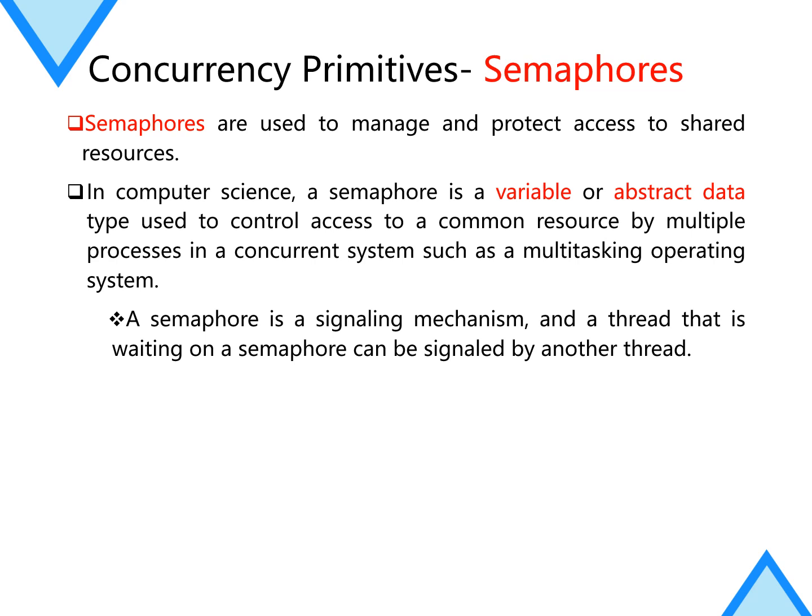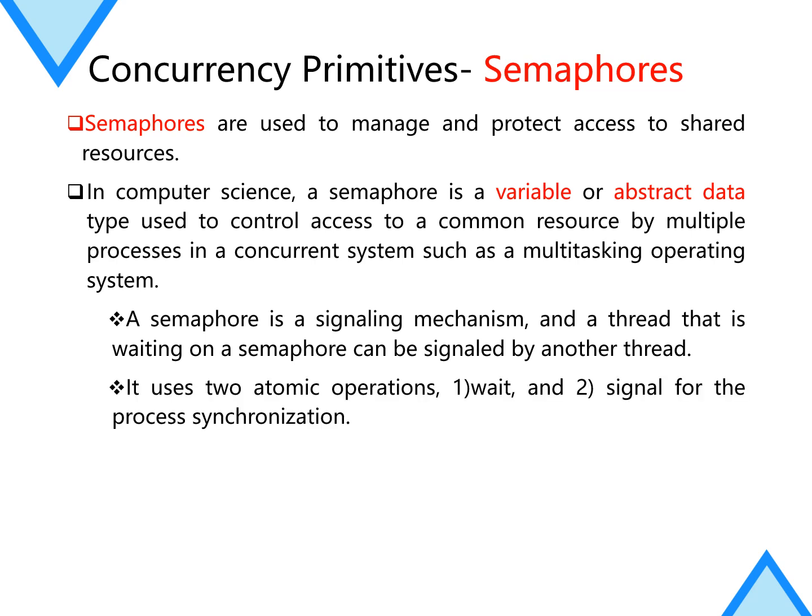A semaphore is a signaling mechanism, and a thread that is waiting on a semaphore can be signaled by another. If some thread releases the shared resources, it will update the old value of the semaphore, and the thread which is waiting to acquire the resources will get a signal, and then it can get the resources. So it is a signal. If some process releases the resource, it passes a signal to the others to come and enter the critical region.